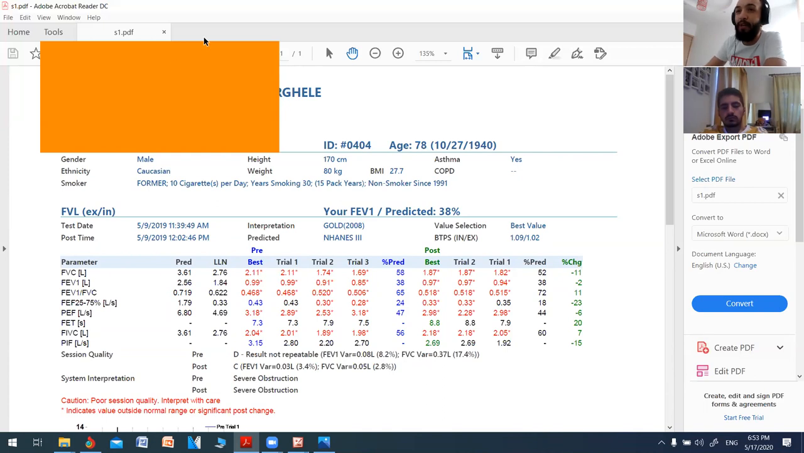So where is easiest to look, at the best and compare it to the PRED, or you look only at the PRED percentage? What is easier? At the percentage? Yes. If I say 58, I say it is low. So I will write FVC equal low. Next, what should I look at?